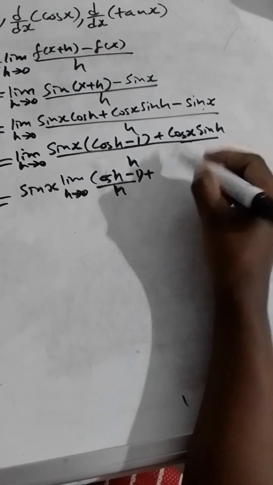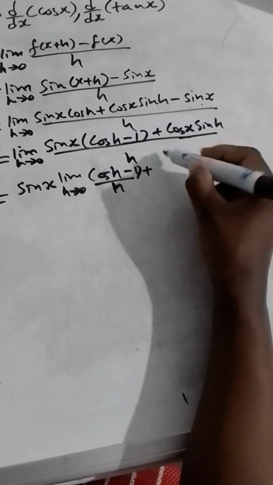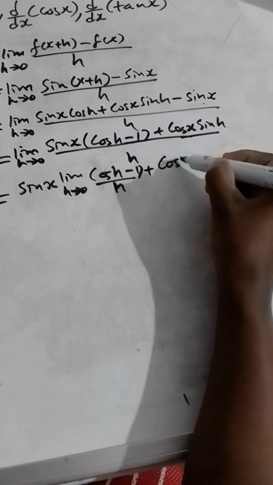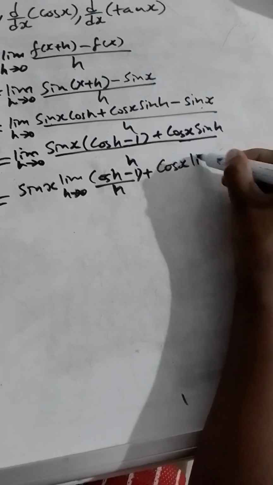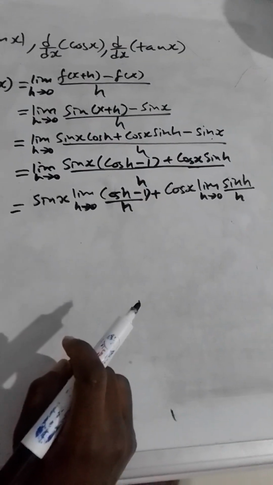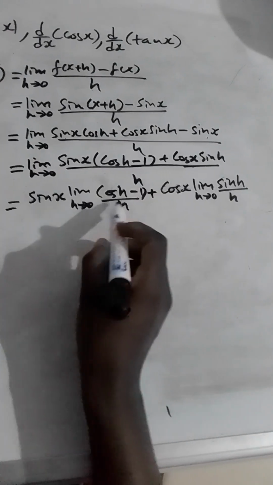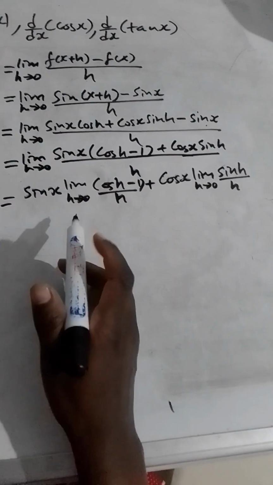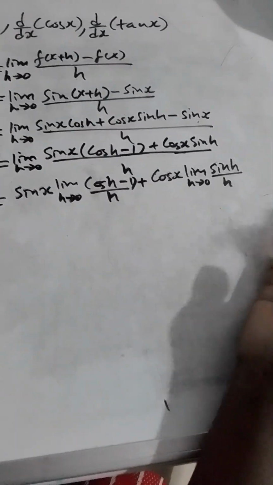the cos of x also doesn't have an h in it. So we're going to take it behind the limit as well. So we're going to have cos x times the limit as h approaches 0 of sine h over h. Right. Now, we're taking the ones that do not have h behind the limits because then they are like constants, basically. Remember, the limit of a constant multiple of a function is the constant multiplied by the limit of the function.